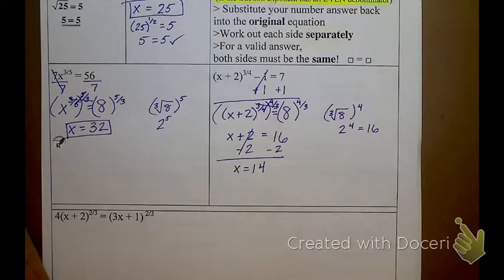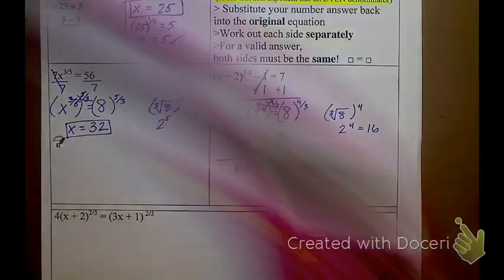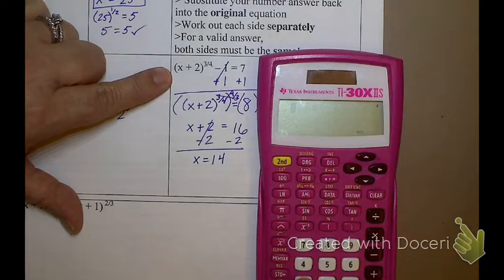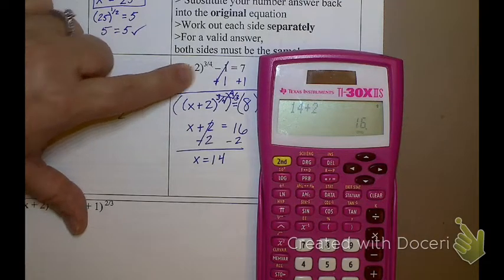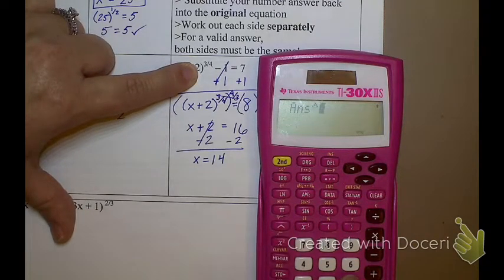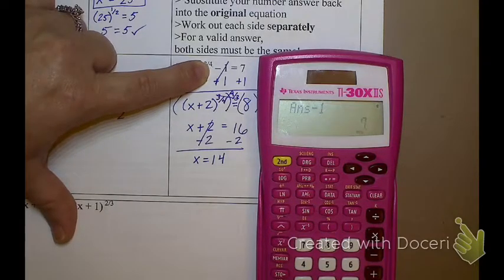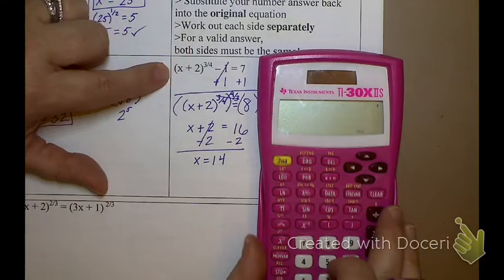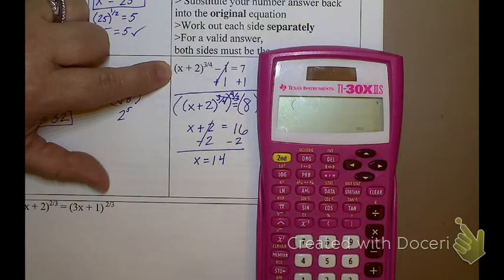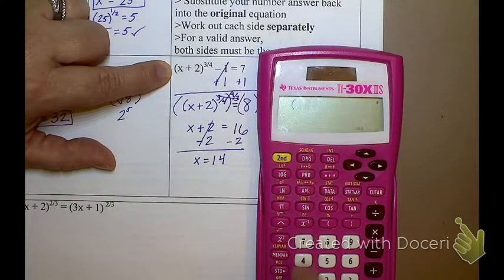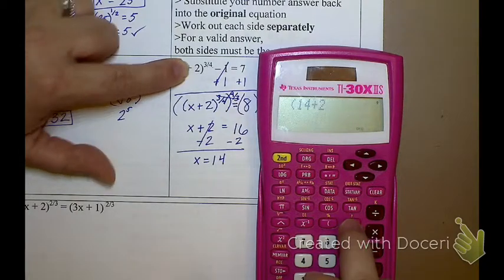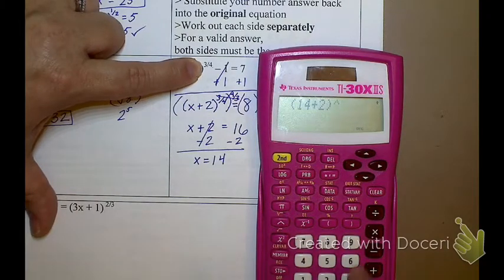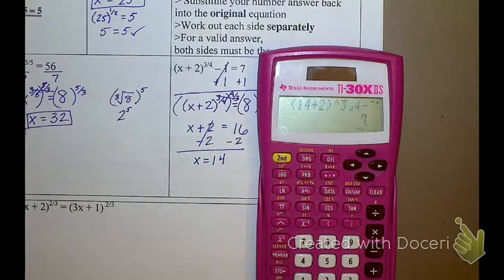Did I need to check my answer? Yes. So I'm going to use my calculator to check. I'm going to go to 14 plus 2. That gives me 16. Raised to the 3/4 power is 8. Minus 1 is 7. It does check out. Now, I did that in 3 steps on my calculator. If I typed in the whole thing at once, I do need to put parentheses where there are parentheses in the problem. So I would have to do parentheses 14 plus 2, close my parentheses, to the 3/4 power minus 1, and I do get 7.